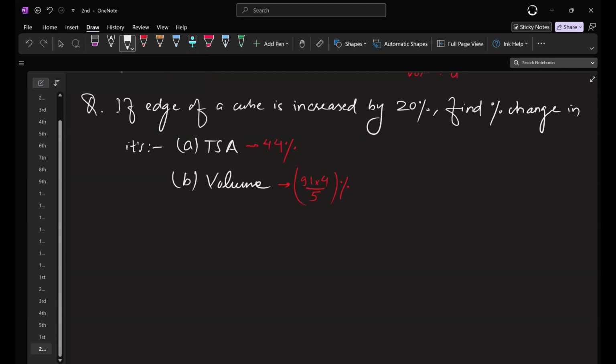Now, do you know the difference between the terms volume and capacity? No. Just a second.